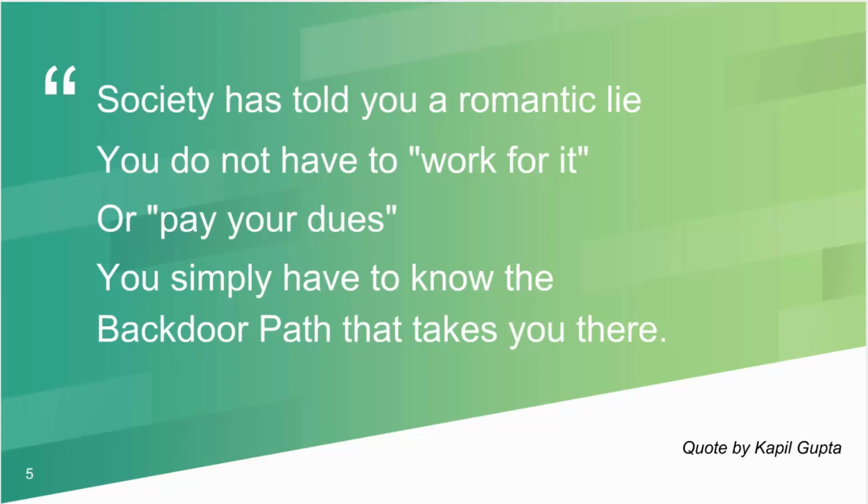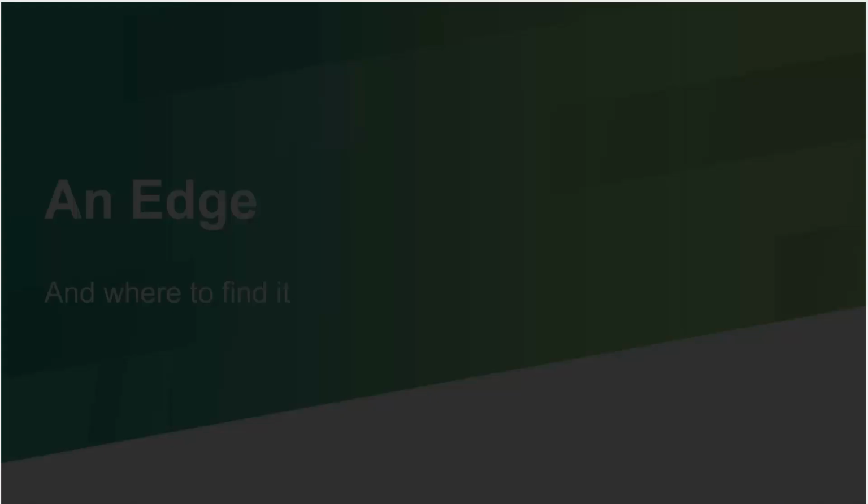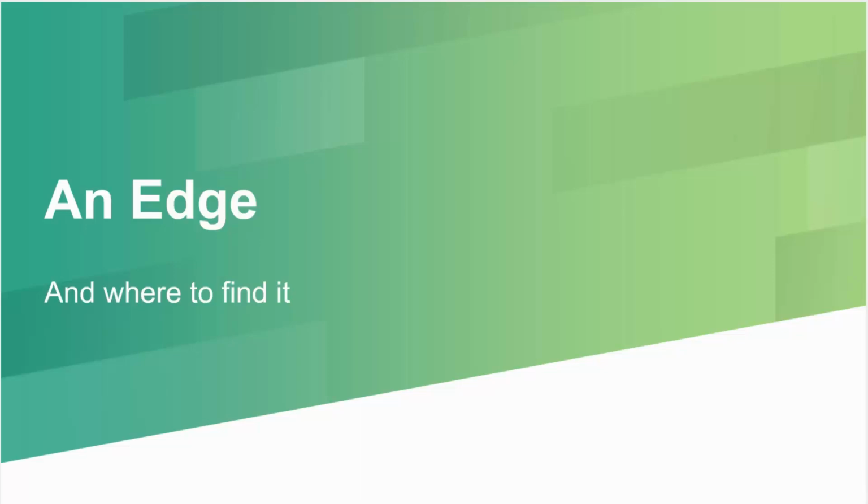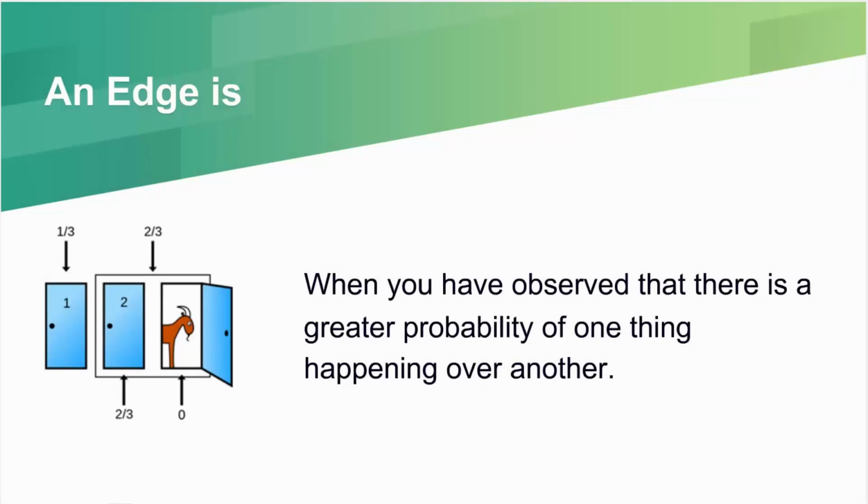And for me, that backdoor path that I carved for myself consists of having an edge, and for me that means trading based on a statistical edge. And that brings us to what is an edge and where to find it. Ultimately, that's what today's presentation is about, and it's really quite simple. I came up with this very simple and basic definition. It simply means when you have observed that there is a greater probability of one thing happening over another. Because if you think about it, that's basically what you're looking for. You're looking for entering the market and having it go, or the probability is higher that it is going in the direction of your trade rather than the other side.